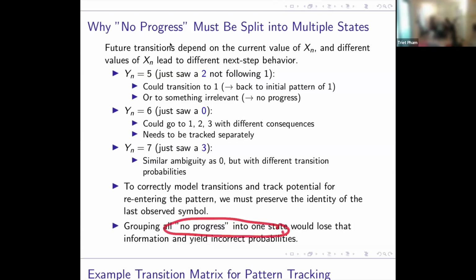Grouping them or not, all progressing to one state, will lose that information, and it's going to yield incorrect probabilities, we cannot do it. All right, so this explains why 5, 6, and 7 must be there. Any question about this?